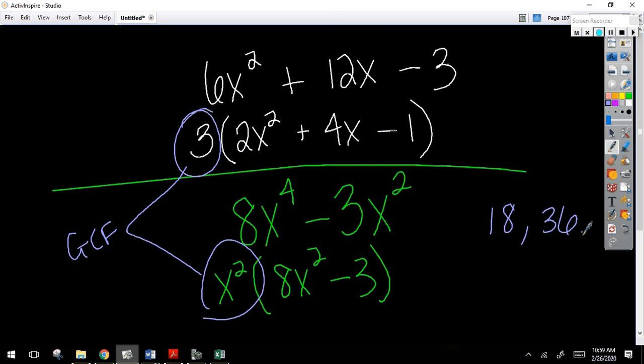Okay, so 18 would be the biggest. If I took 9 out, I wouldn't have taken the biggest one out. You see what I'm saying? Yeah. So just make sure you're looking for the biggest, the greatest common factor whenever you do it. The greatest, not just the common. Does that make sense? Okay.